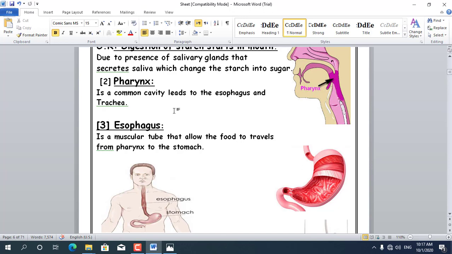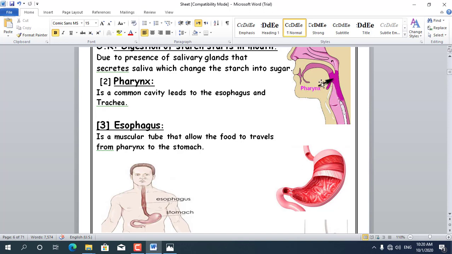Number 3 is the esophagus. It is a muscular tube connecting to the stomach. If we have a tube, isn't a tube open from both sides? So why open? To let the food pass from the pharynx to the stomach. So the function of the esophagus is that it allows food to pass from pharynx to stomach. When a question says mention the function of esophagus, the answer is it allows food to pass from pharynx to stomach.